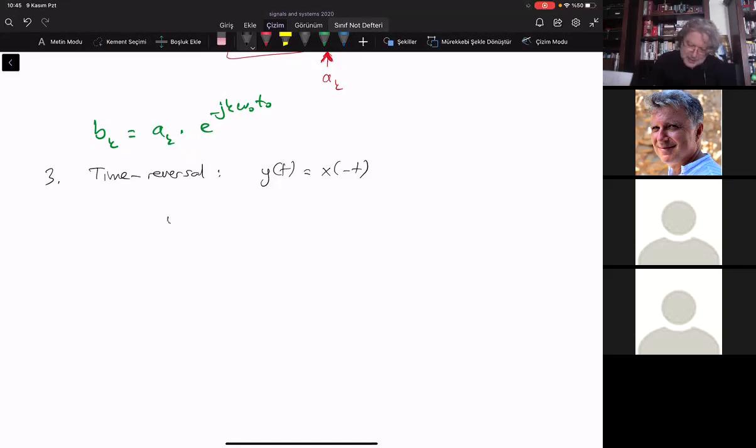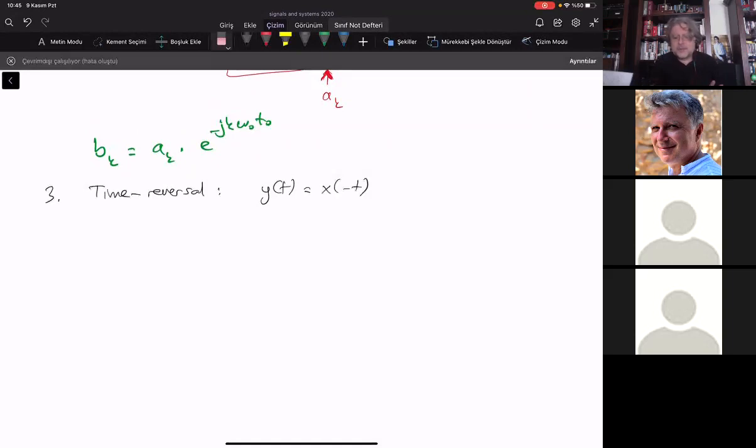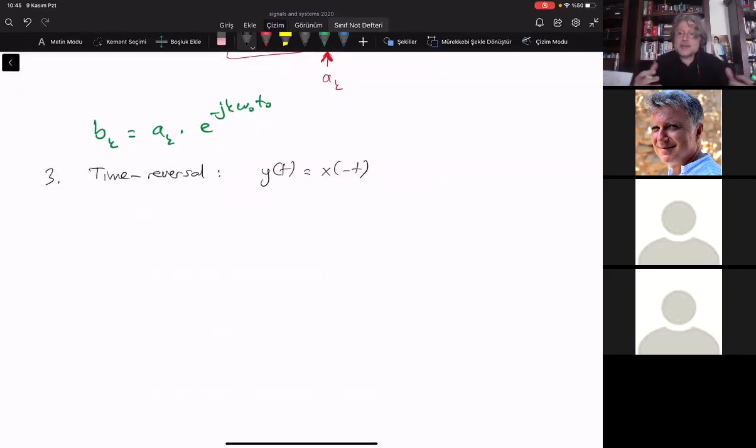You can say that y of t will be equal to, or let me start from x of t. Or I decided not to do it because it's quite obvious. If you just write the Fourier series expansion or the Fourier series coefficient formula, instead of y of t, you just put x of minus t and then make a change of substitution of variables, saying that tau is equal to minus t.